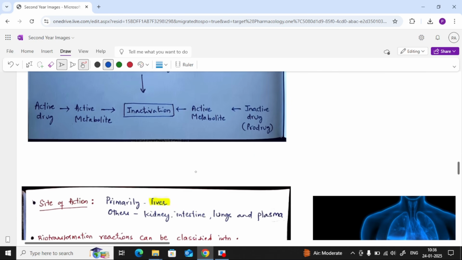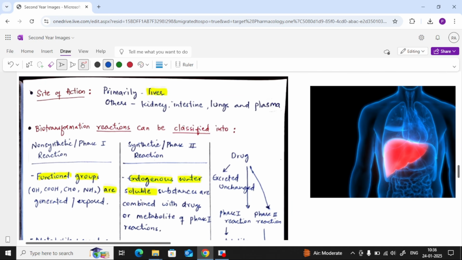Now, what is the site? Where does biotransformation happen? It is happening mainly in the liver, and it is also happening at kidney, intestine, lungs and plasma. So these are the other locations.